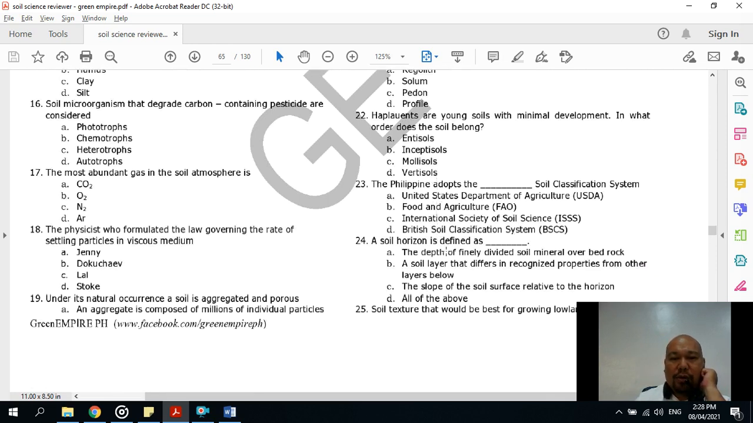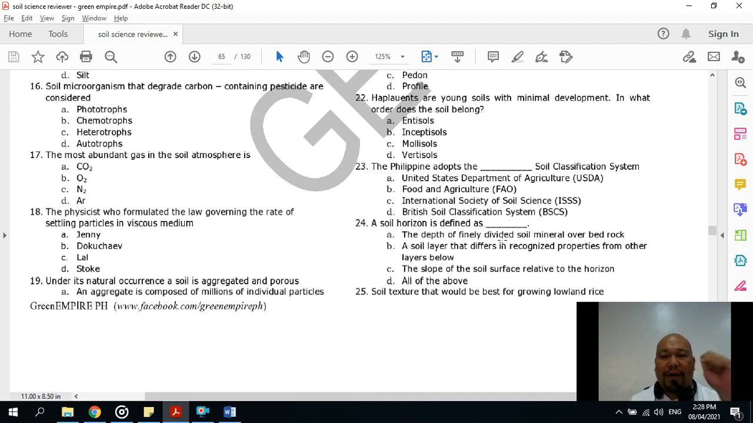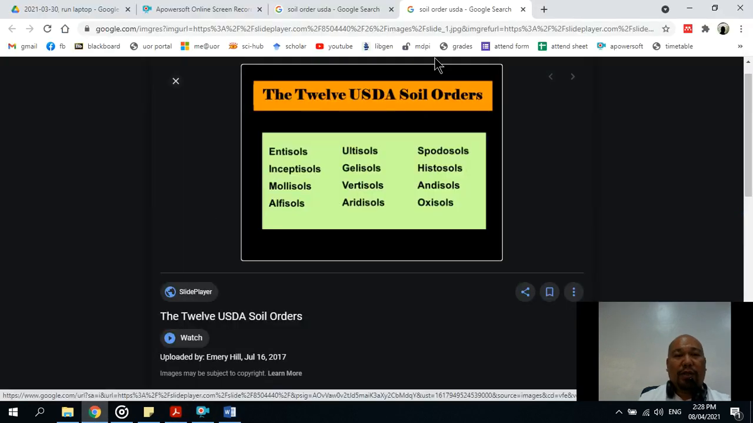24. A soil horizon is defined as blank. The depth of finely divided soil mineral over bedrock. I don't think so. A soil layer that differs in recognized properties from other layers below. Probably that one. The slope of the soil surface relative to the horizon. Nope, not that one. All of the above. Oh, definitely not that one because dili naman gud ni maoning uban. So, ang soil horizon, we'll go to the textbook definition.